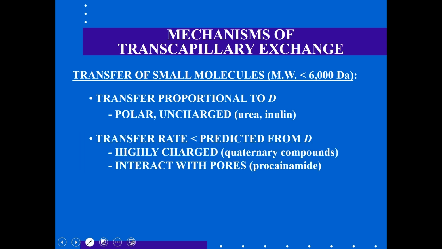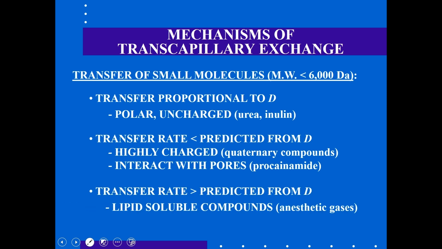But there are many small molecules, some of them polar, that have a slower transfer rate than we would predict from their free water diffusion coefficient. Some of these are highly charged, and others have properties that cause them probably to interact with those pores in capillary walls that we've been talking about. And certainly the quaternary compounds have a major interaction.